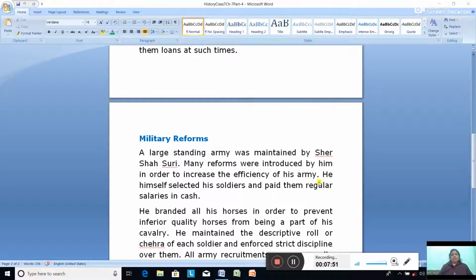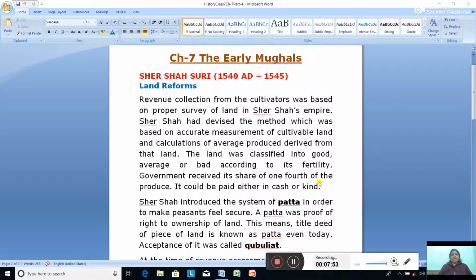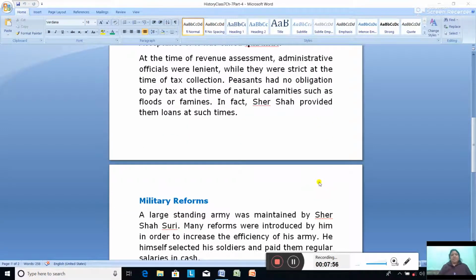So in today's class, you studied about land reform and military reform. So please learn the land reform and military reform introduced by Sher Shah Suri.